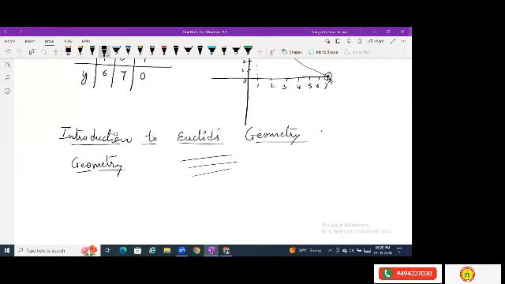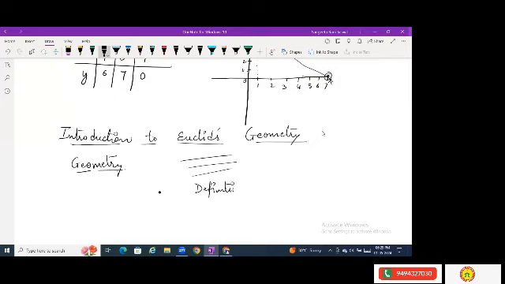Euclid was the first who gave a definition for something. Defining something means, suppose in the beginning when we start studying geometry, we always study about a point. So he was the first one who defined something. He gave a definition for something.